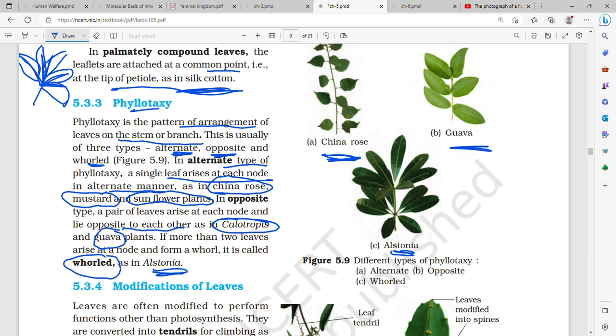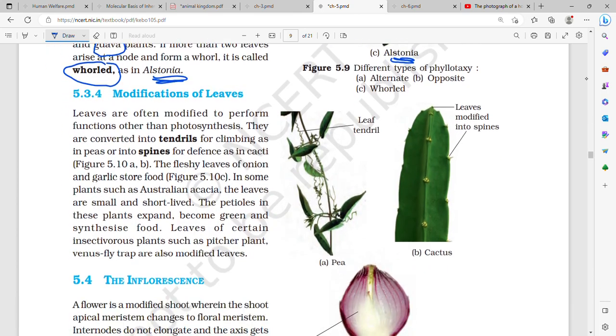Then in opposite phyllotaxy, a pair of leaves will arise at each node and they will lie opposite to each other, for example calotropis and guava. Then if more than two leaves arise at a node and form a whorl, it is called whorled phyllotaxy, for example Alstonia.